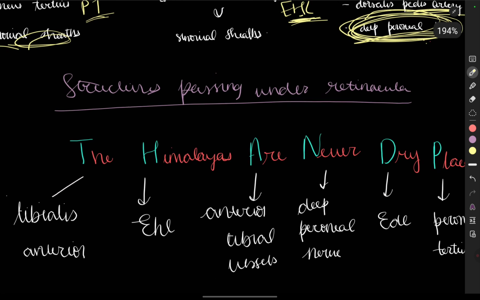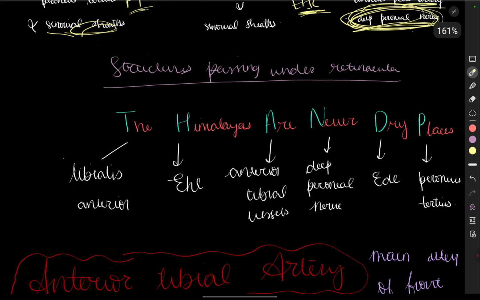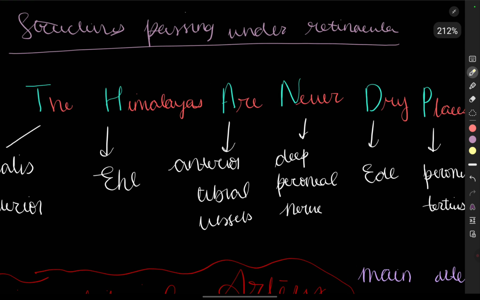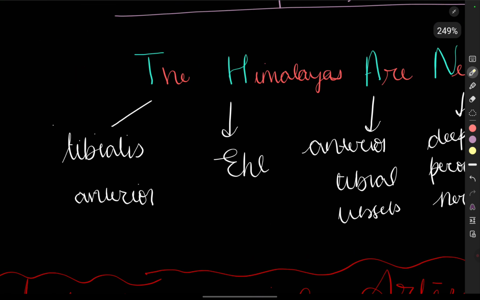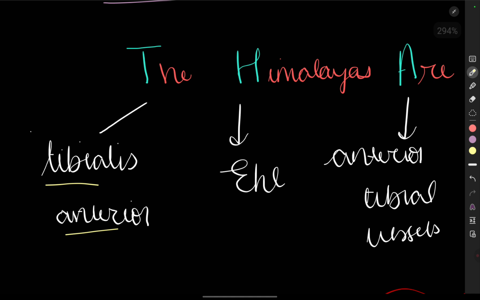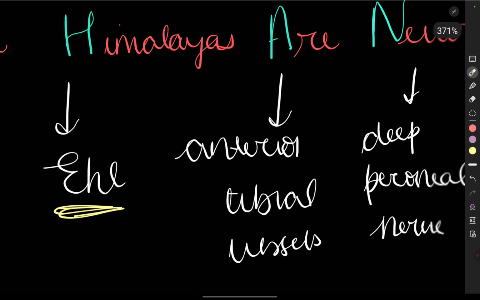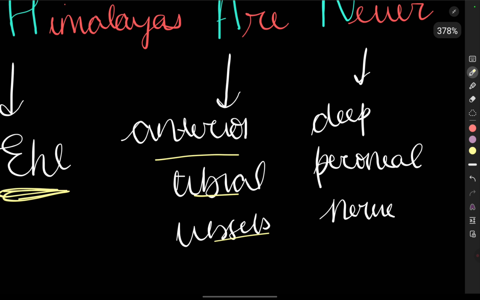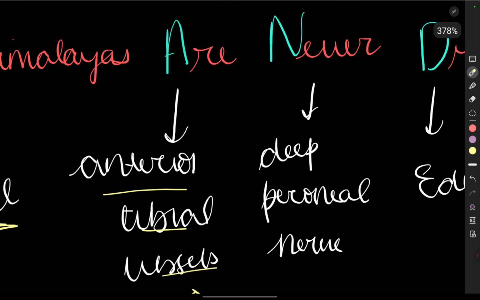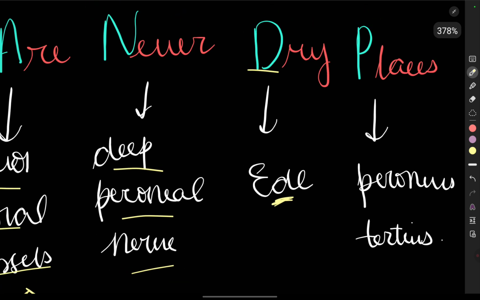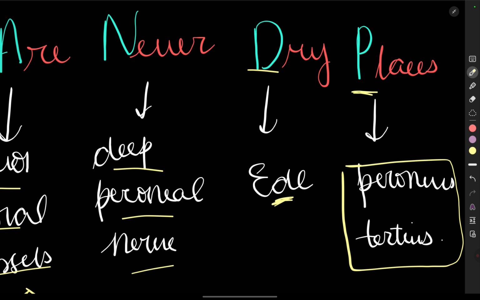Now what are the structures passing under the retinaculum? The mnemonic is given in the book BDC, so I have taken it from there. The Himalayas are never dry places. The Himalayas are never dry places because it's snowy, it's cold. T for tibialis anterior, the tendon. I forgot to mention, it is the tendon of the tibialis anterior. H for the extensor hallucis longus. A for anterior tibial vessels, the anterior tibial vein and anterior tibial artery. N for the deep peroneal nerve, of course. Dry places: D for digitorum and P for the tendon of the peroneus tertius.